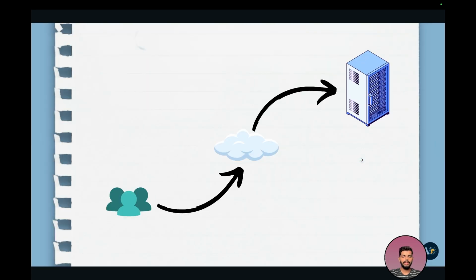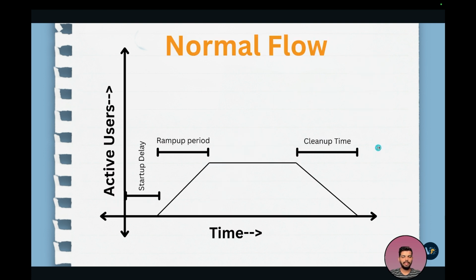So this is the example. Let's say we are all users and we are going to make a request to whatever application we are testing. We might have hosted it on some servers, so all the users will go to this server through the internet. Now, what is the normal flow for any of the tests that we perform in JMeter? There will be some startup delay. This is a graph over time and active users. By active users, I mean the threads that will be created by JMeter.